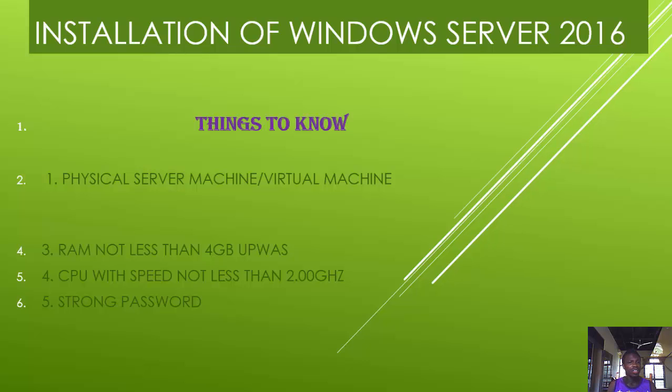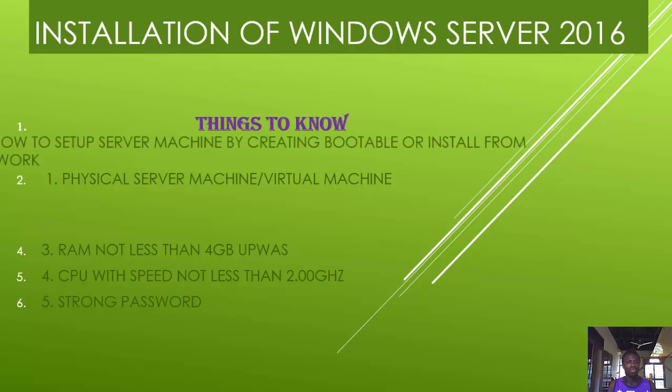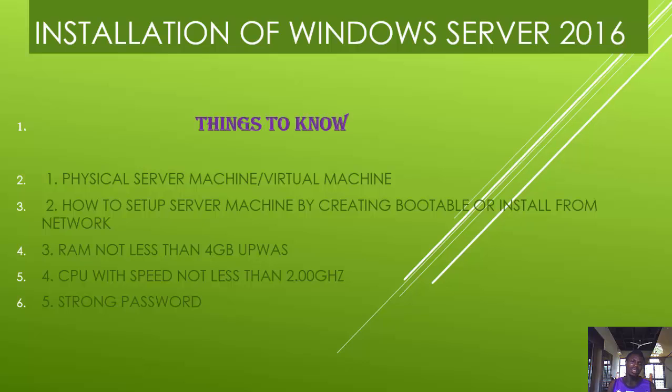But if you want to install it on a physical machine, you are going to get a physical server machine before you can install. Second, we are going to see how to set up a server machine by creating bootable media or installing from network. For us, we are going to use a virtual machine. We are not going to install on a physical server machine, so we are not going to create any bootable, and we are not going to install from network. But for those who are going to install Server 2016 on a physical machine, they are going to create bootable, or they can choose to install from network.